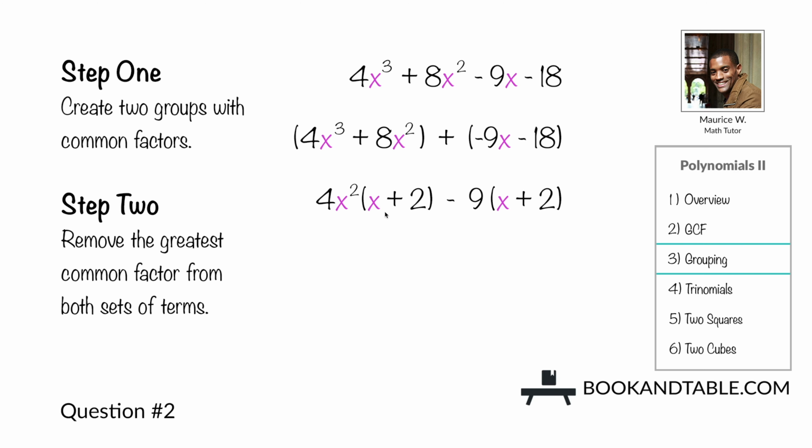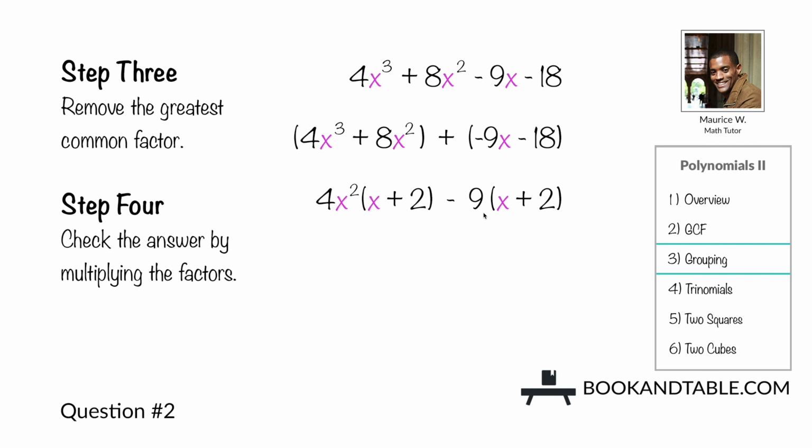And now we see here that x plus 2 is a common factor, so the third step is to remove that common factor from these terms, giving us x plus 2 as one factor, and 4x squared minus 9 as our second factor. So when we factor 4x cubed plus 8x squared minus 9x minus 18, we wind up with 4x squared minus 9 times x plus 2.